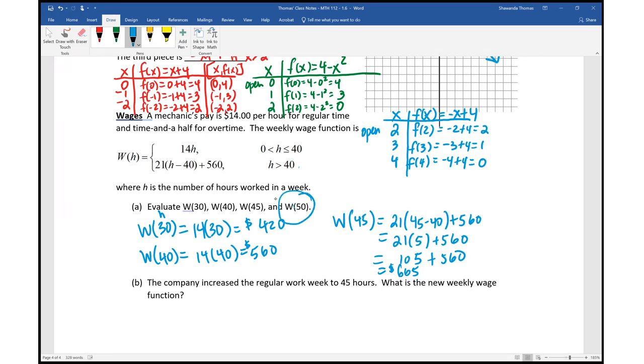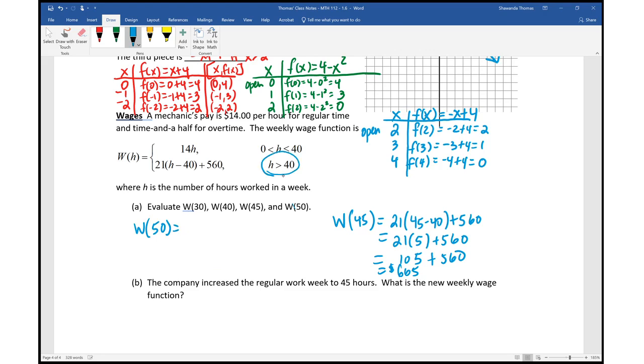All right. This is a good opportunity for you to pause the video to see if you can come up with W of 50. W of 50, H is 50. So 50 is greater than 40. So we have 21 times 50 minus 40 plus 560. Then we get 21 times 10 plus 560. 21 times 10 is 210 plus 560. So what we have, $770.